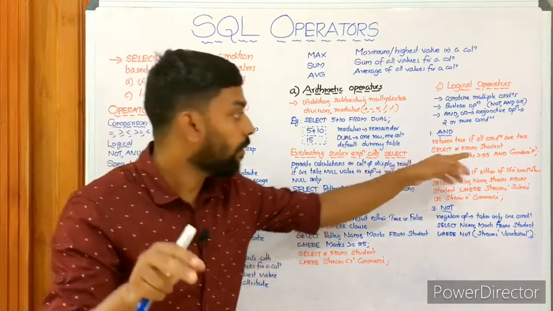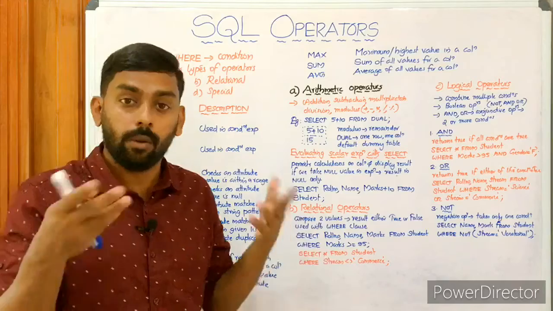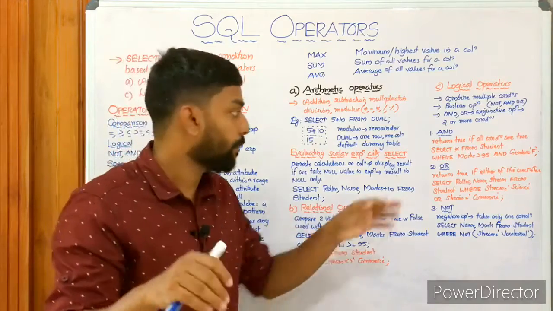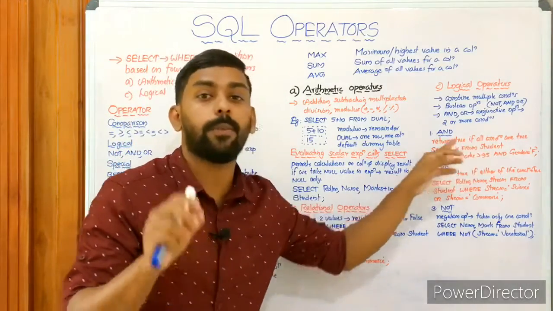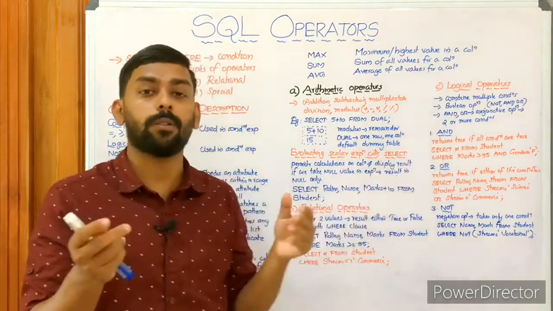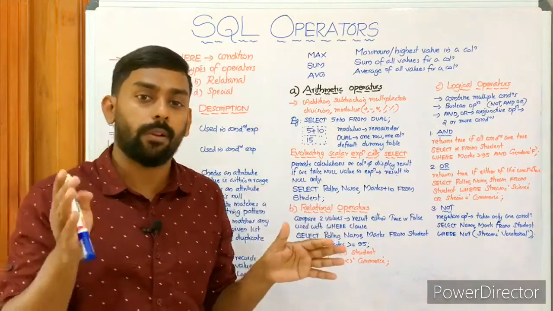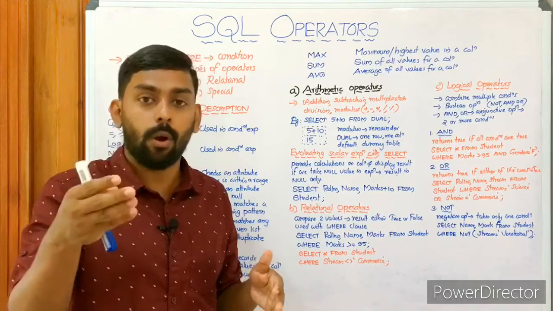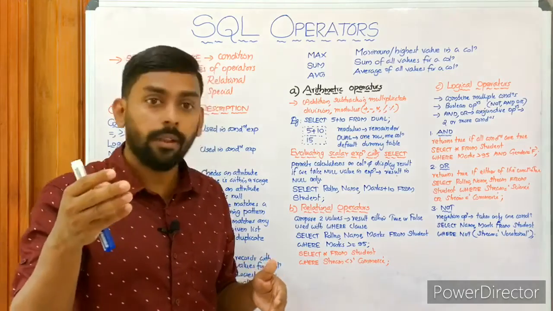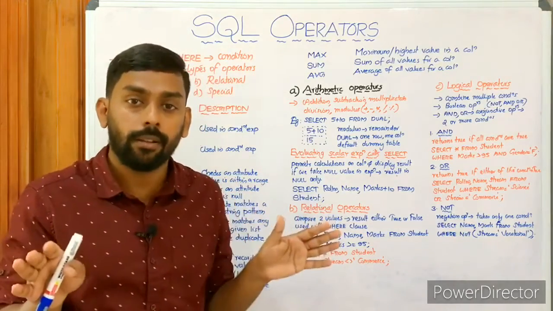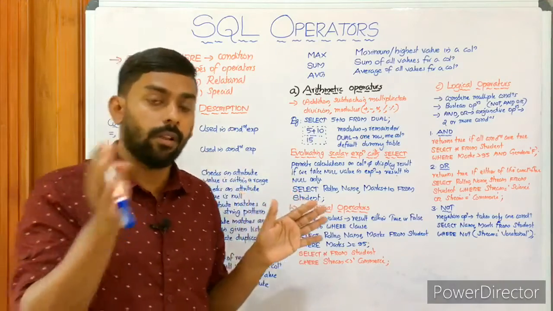And those students must be female, gender equal to F, girls. So these two conditions must be satisfied, then only it will be displayed. Suppose there are no girls who have scored marks greater than 95. What will be the result? It won't print anything. It will be a null table. There won't be any result.